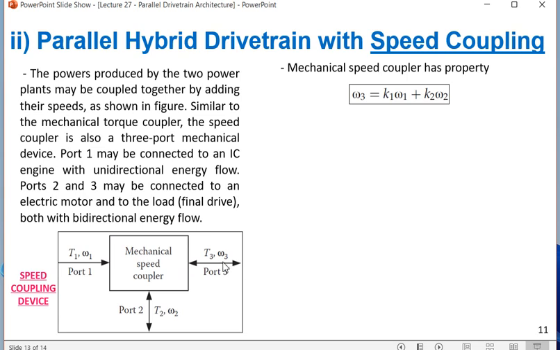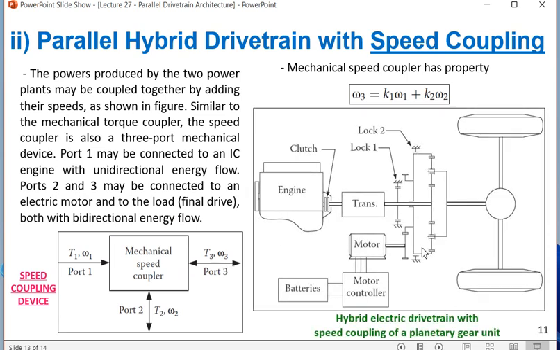So in this case, you are finding from the engine, this is a transmission. It is coming to lock 1. And then it is going to the lock 2. What is lock? We will discuss in the next slide. And battery, motor controller, motor, and again it is coming to the lock 1 and lock 2. So what are the jobs of the lock? We are going to find, and you find that this mechanical structure is a little more complicated than the previous structure.